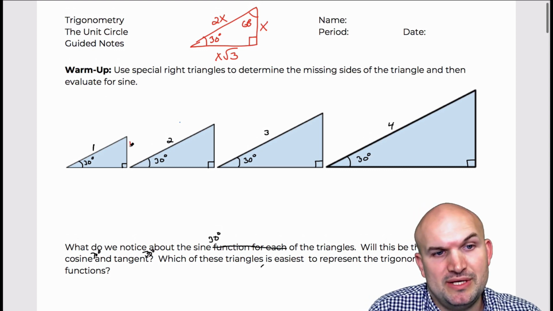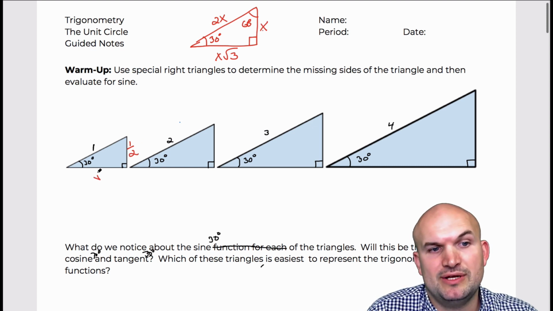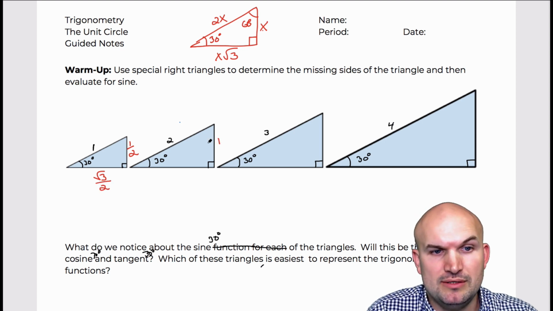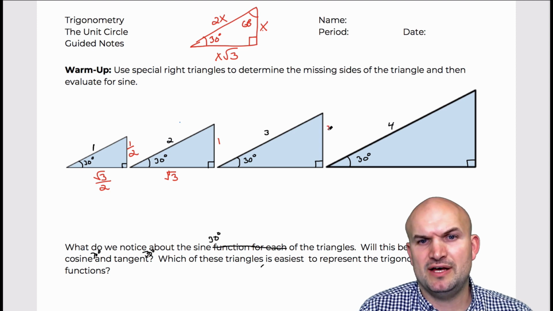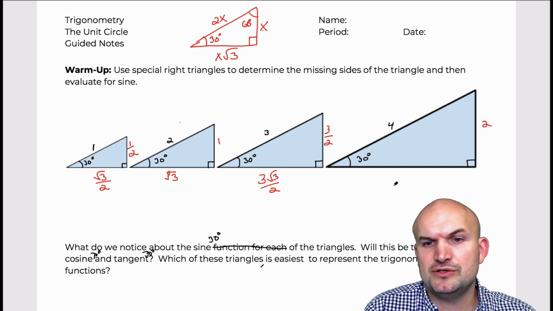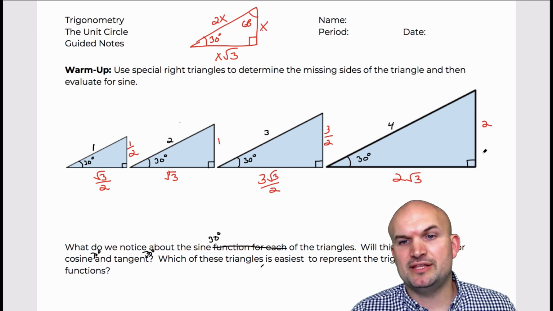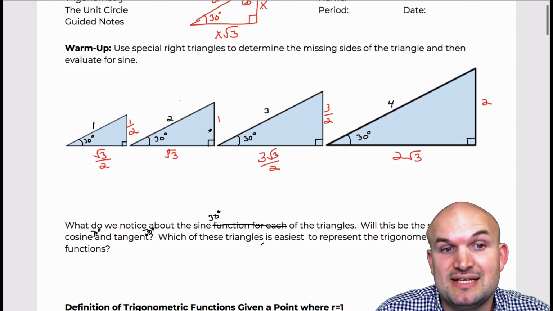So therefore, that's going to be 1/2. To go from short leg to long leg, you multiply by the square root of 3, so that will give me square root of 3 over 2. Here, this would be 1, and this would be 1 times the square root of 3. Here we'd have 3/2, and this would be 3 square root of 3 over 2. And here you'd get 2, and then you'd be left with 2 square root of 3. Basically all I did is take the hypotenuse, divide it by 2, and then multiply by the square root of 3.